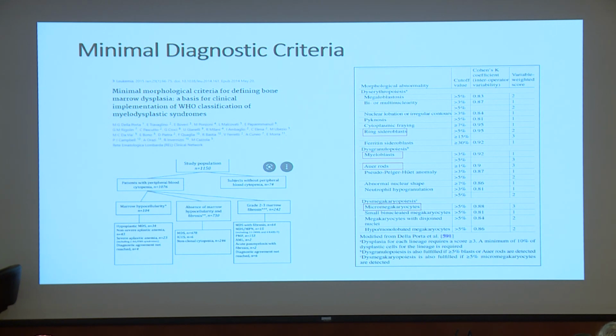And they started giving a weight for a few features, like I mentioned before: ring sideroblasts, giving 3, myeloblasts, 3, Auer rods, 3, and micromegakaryocytes, 3. So that means these 4 features are very specific for dysplasia. So they made this study and they started scoring dysplasia to make it more standard to be used by the hematopathologist in clinical practice.